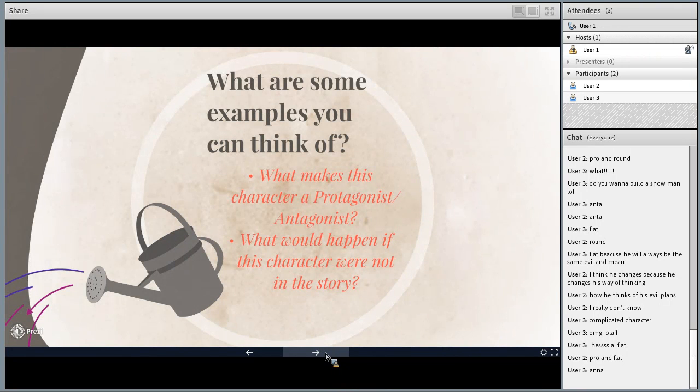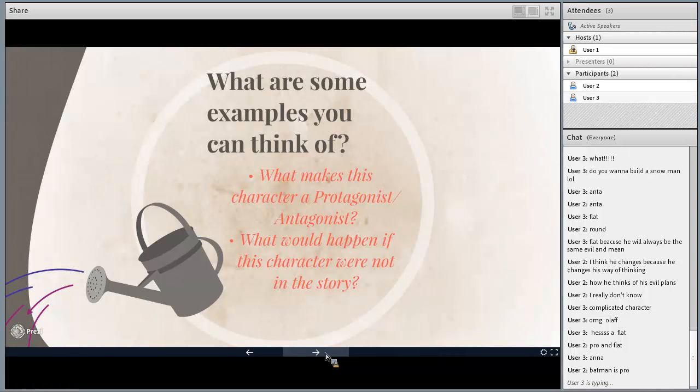So we just reviewed a couple of them that I know. So what examples can you think of a protagonist that we didn't cover, or an antagonist? Or do you know any other interesting flat characters from a show or movie or book, what have you? Batman is a protagonist, definitely.